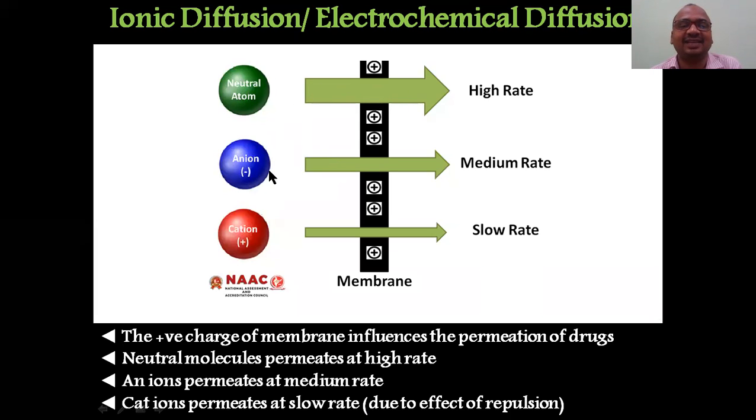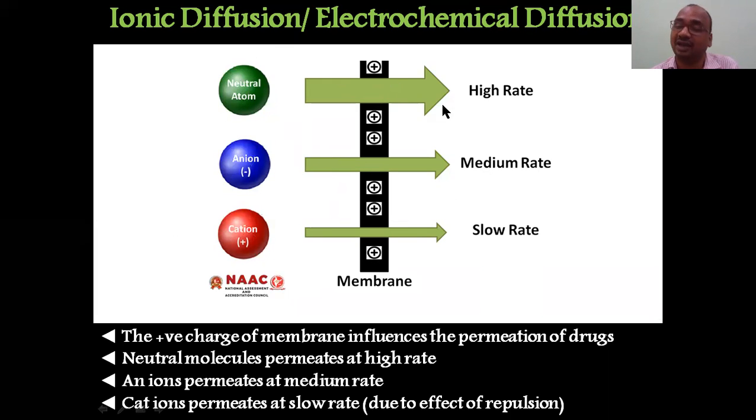Whereas an anion will be attracted by the positive charge and will pass through the medium at a medium rate. Whereas a cation will face repulsion, so it is absorbed at a slow rate. Because repulsion will be there. Here attraction will be there.